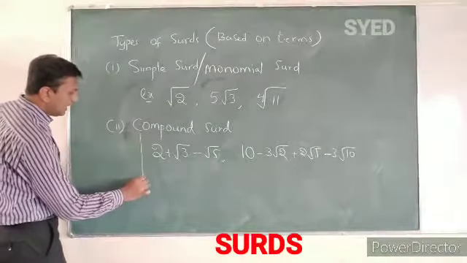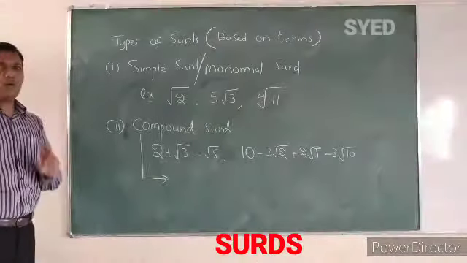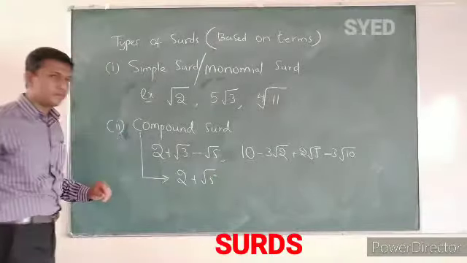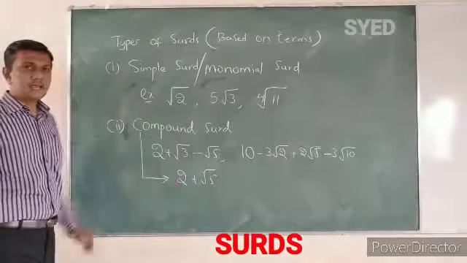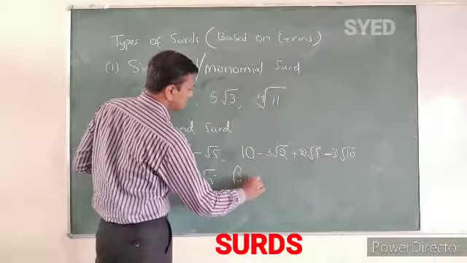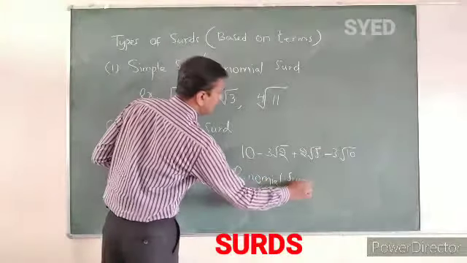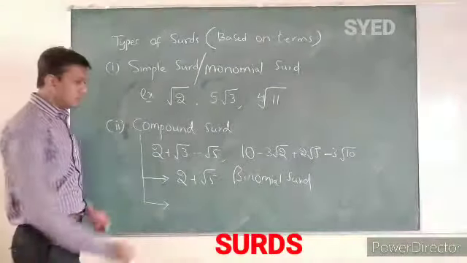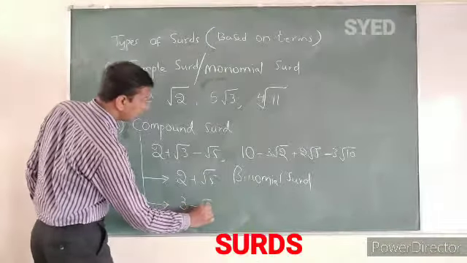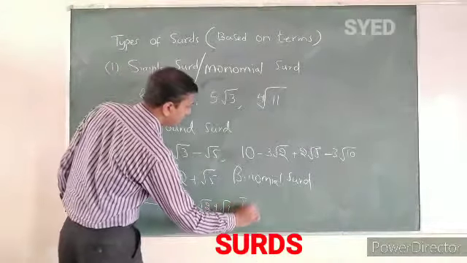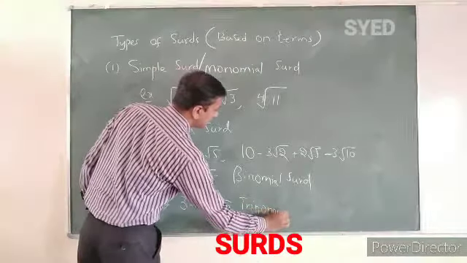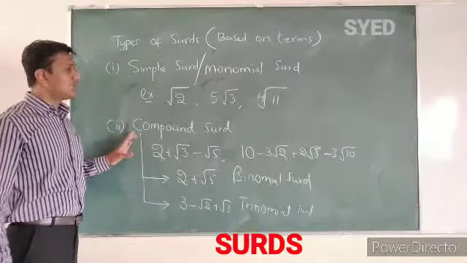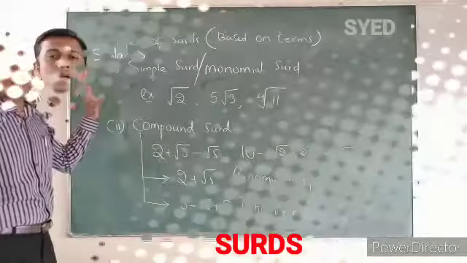Compound surd. Again, in this compound surd, if you have only two terms, 2 plus root 5, such a surd is called a binomial surd. If it contains 3 terms, 3 minus root 2 plus root 3, then it is called a trinomial surd. Clear? So this is about the types of surds.